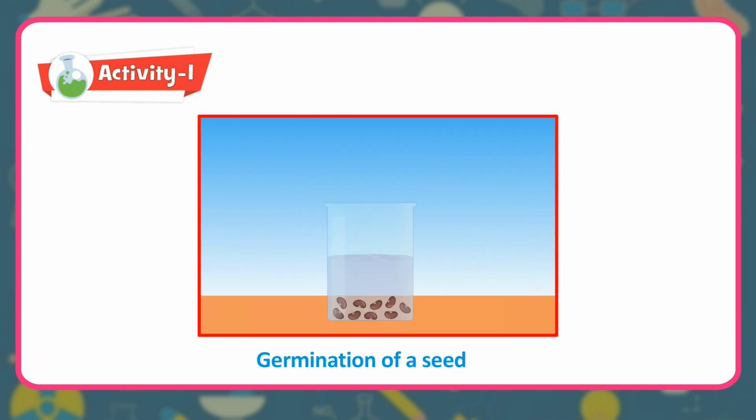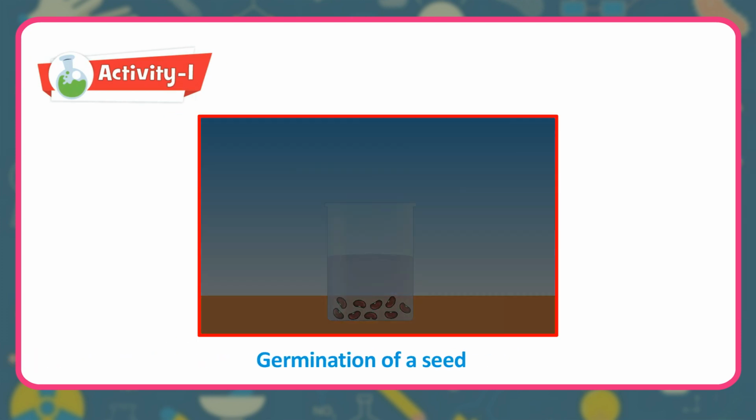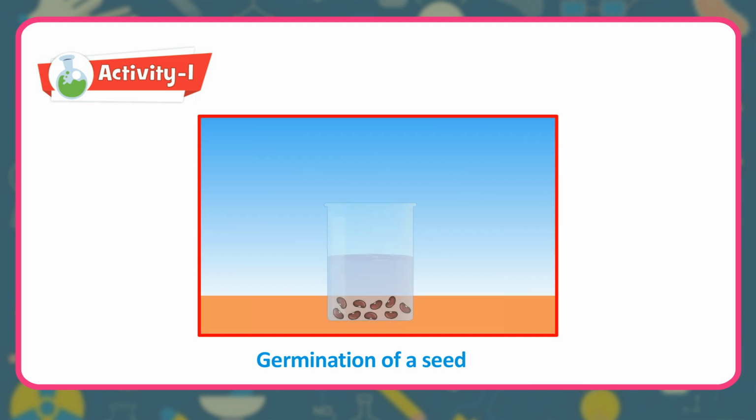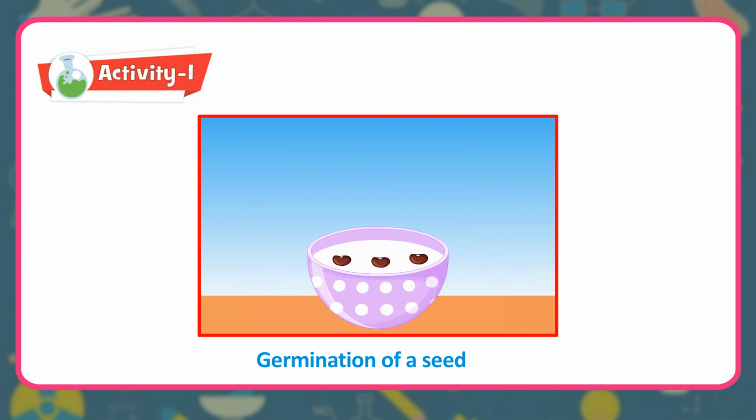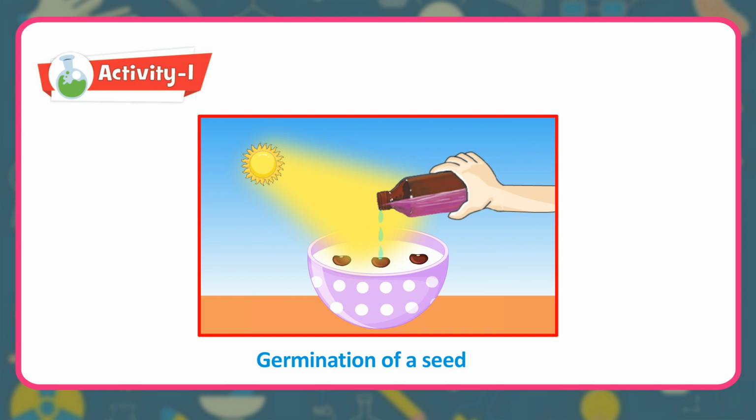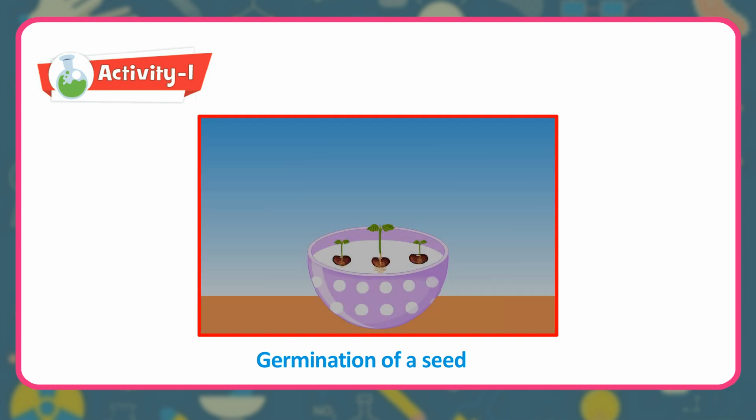Activity. Soak a few kidney beans, rajma, or gram seeds overnight. They will swell up and become soft after absorbing water. Now keep them on moist cotton wool in a bowl. Keep the bowl in sunlight. Sprinkle water on the cotton daily. You will see that the seeds develop into seedlings.